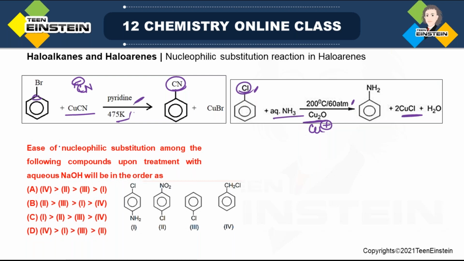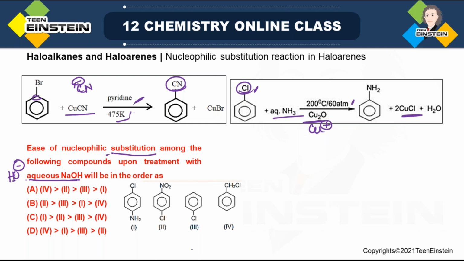Here we have a problem. Ease of nucleophilic substitution among the following compounds upon treatment with aqueous NaOH will be in the order as. Ease of nucleophilic substitution means how easily the nucleophilic substitution is possible with all these molecules in option 1, 2, 3 and 4. So all these molecules in the 4 options will be acting as starting material. And what reagent are you using? You are using aqueous NaOH. So basically here the nucleophile is hydroxyl.